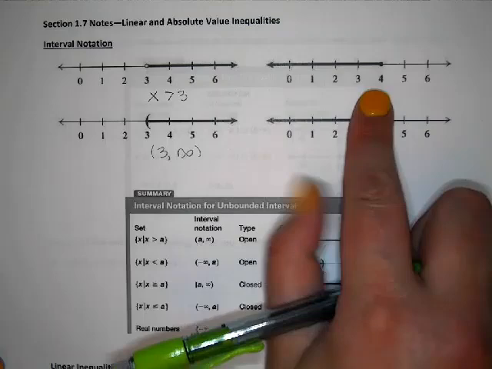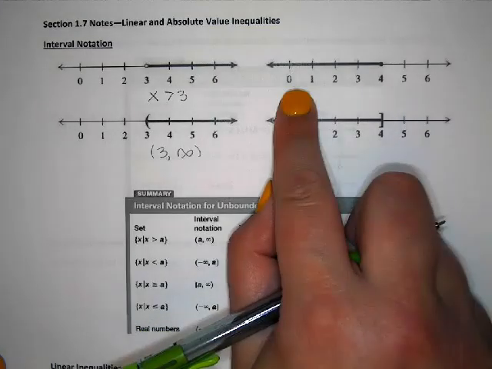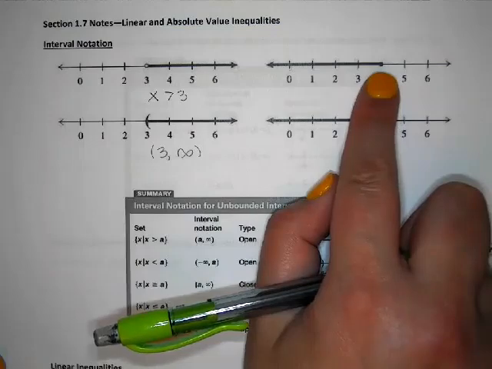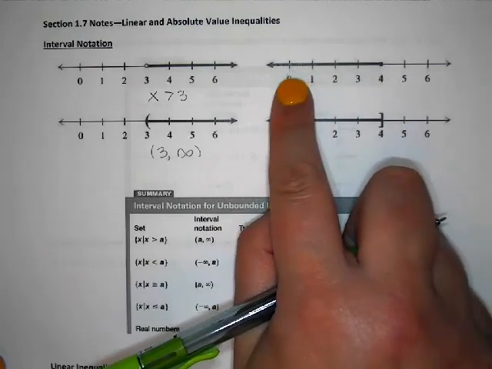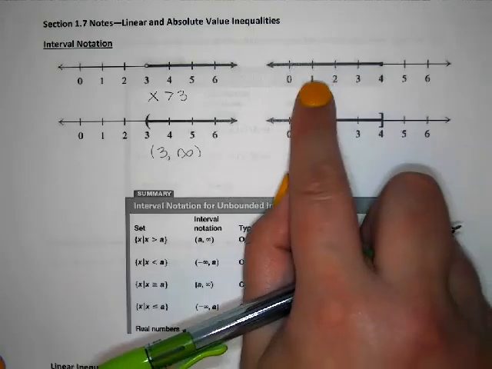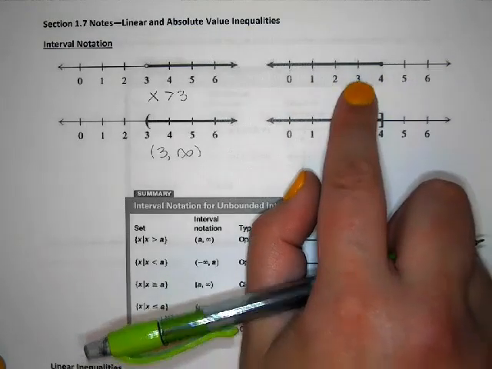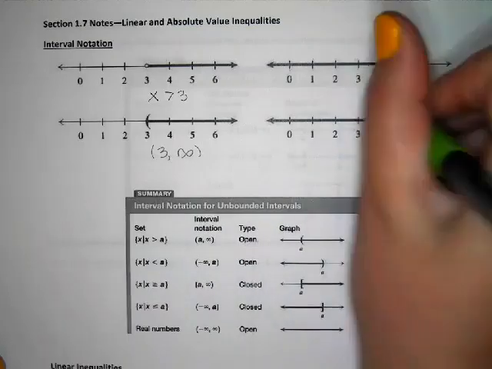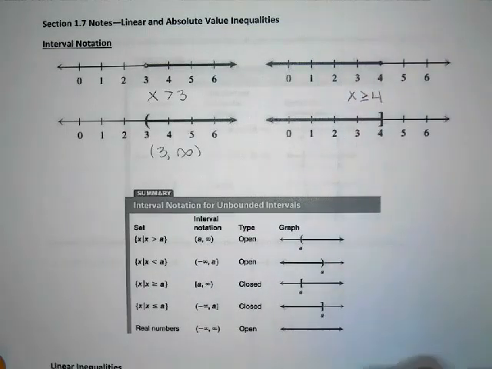This would represent all values for some unknown x that are less than 4. They could equal 4, that's why the 4 is filled in, and then all of these decimals here. So 0.5, 1.238, pi 3.14, that would work. So x values that are less than or equal to 4.